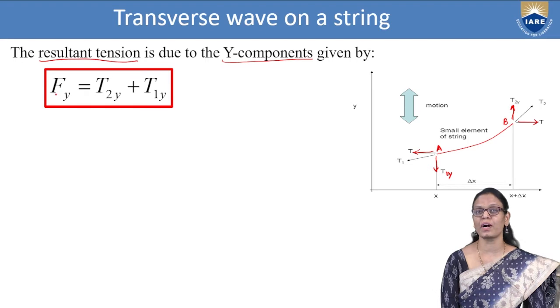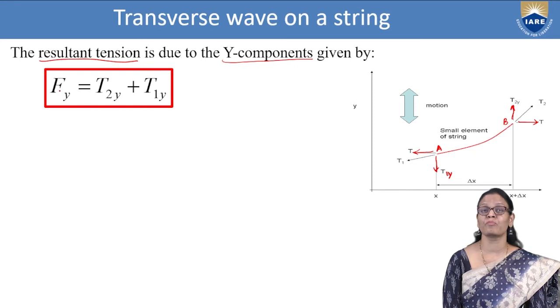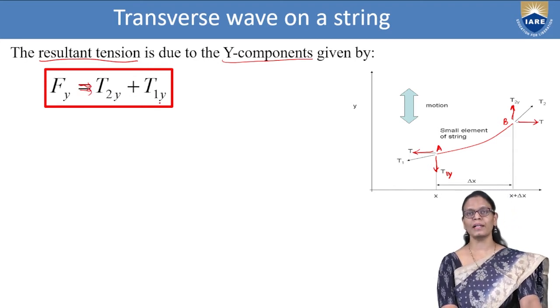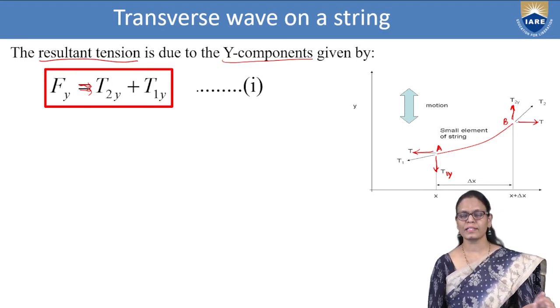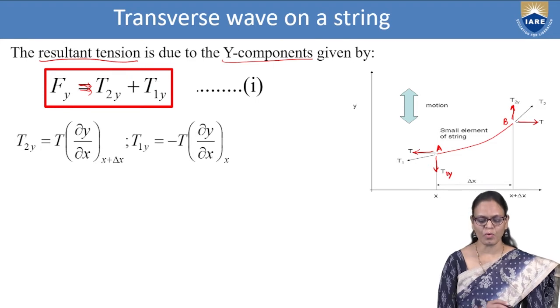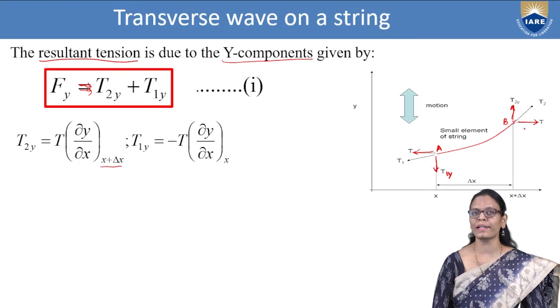So the resultant force Fy is due to the tensions T2y and T1y. I may not write it as equal, but it is due to the resultant of these two tensions. Let us consider this as equation 1. Now how do we write T2y? T2y is given by T into dou y by dou x at x plus delta x, that is, T2y at the point B. We have already considered the coordinates here, x plus delta x and y plus delta y.